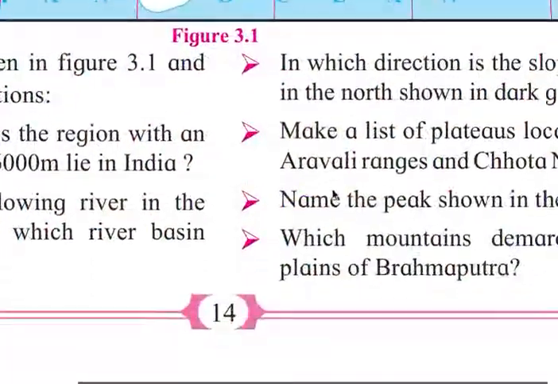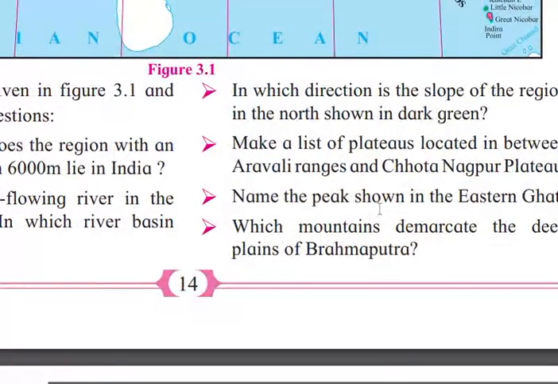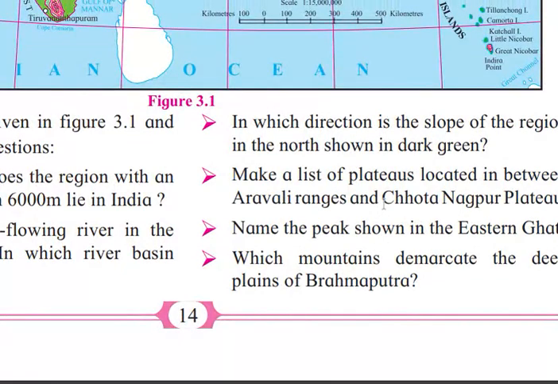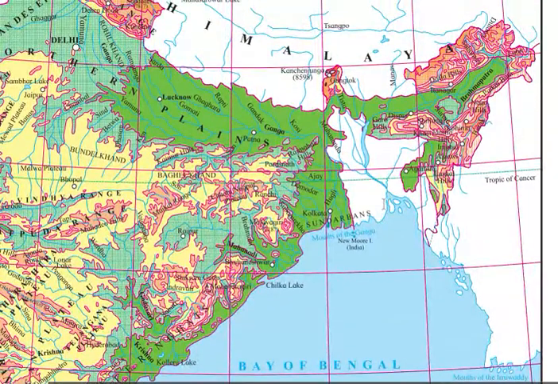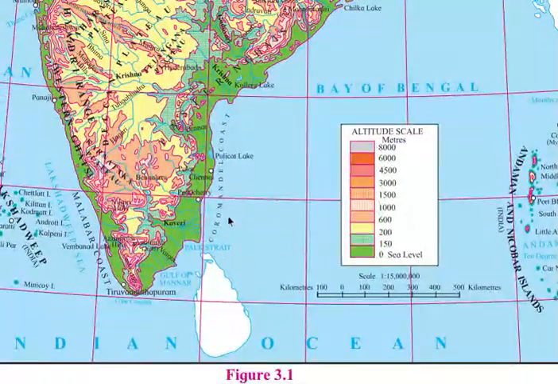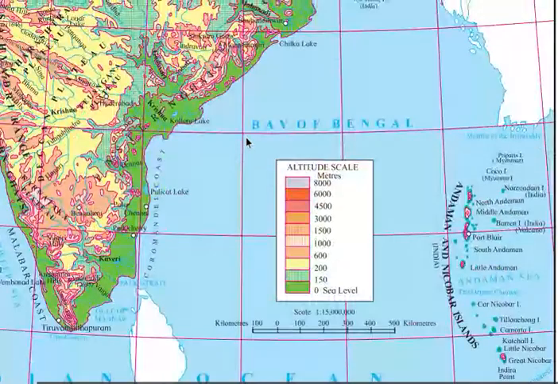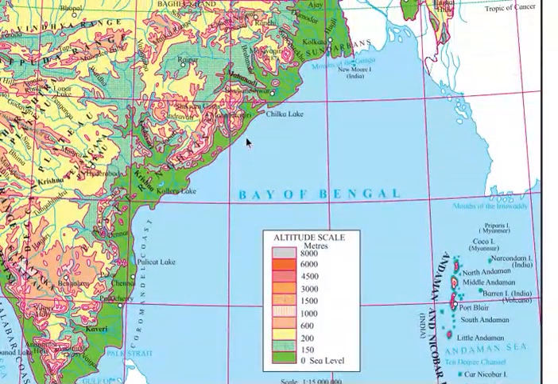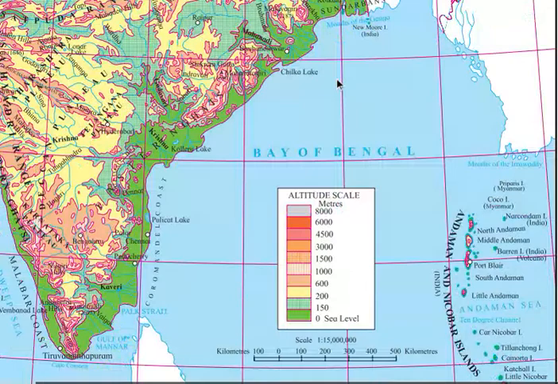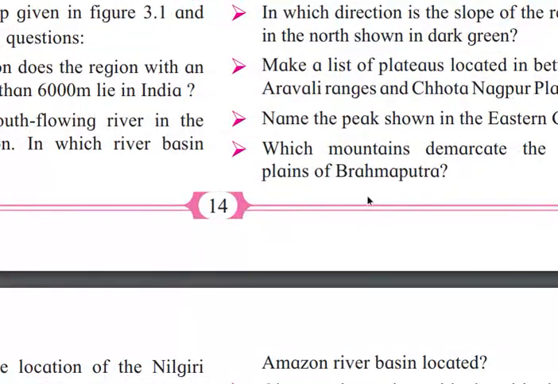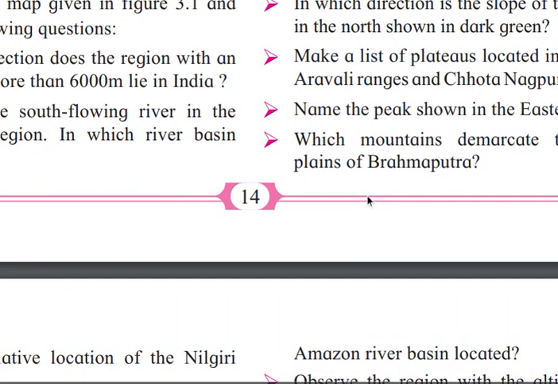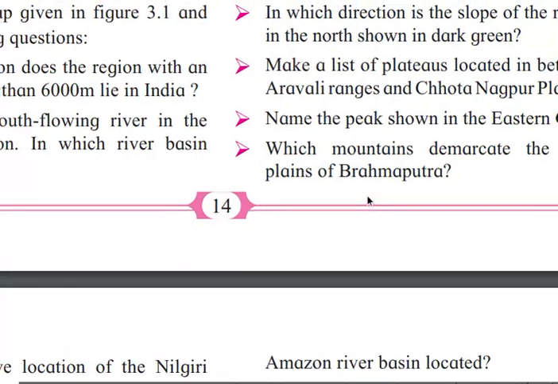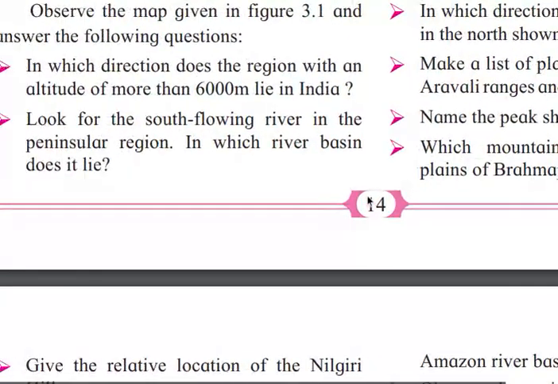Okay. Name the peak shown in the Eastern Ghats. Eastern side peak means the highest mountain. Where is the east? This is the Eastern Ghats. Clear? This is the Eastern Ghats, and this is the peak you can see. Which mountains demarcate the plains of Brahmaputra?